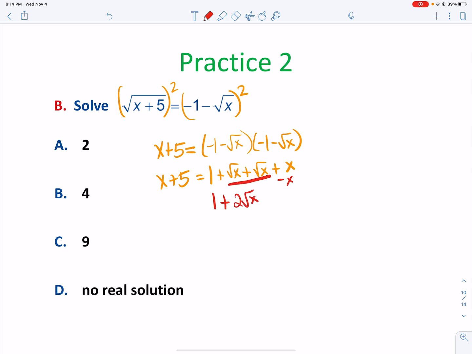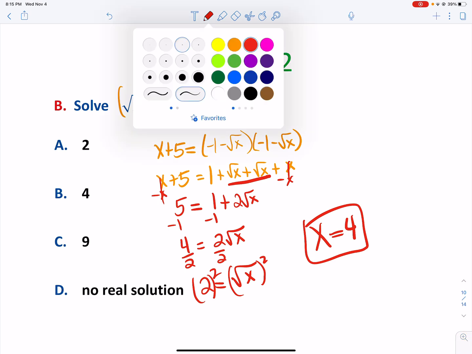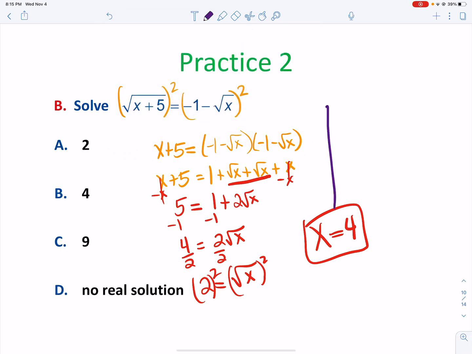But then if I minus my x to the other side, those x's are going to cancel. And will they always cancel? No. Will they always cancel in this class? Yeah, probably. So I'm going to minus 1 and I get 4. You must divide by 2 before you get rid of the square root. So square root both sides, and my answer is 4. Now I need to check my answer. So I'm going to take that 4 and plug it back in.